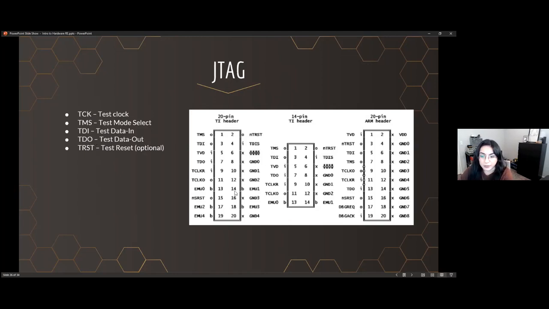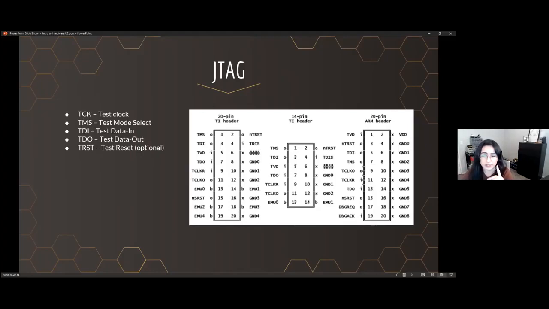And there's not really a standard. It's like, oh, we only need four pins. But if you look at the different headers for JTAG from these various creators, TI has a 20-pin and a 14-pin, ARM has a 20-pin, there's even more out there. They have all of these different pins, and it's kind of like a different flavor. So it's a debugging thing, let's add frosting to the cake kind of thing.